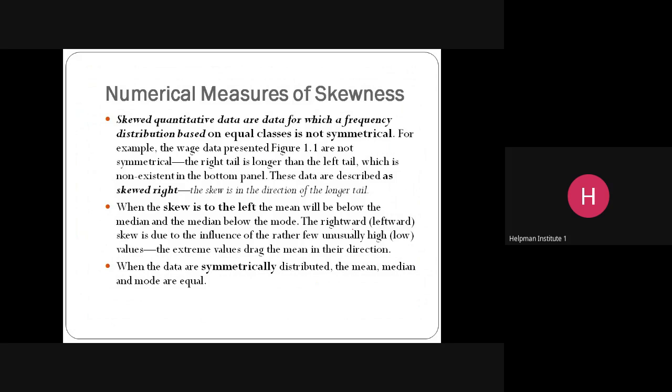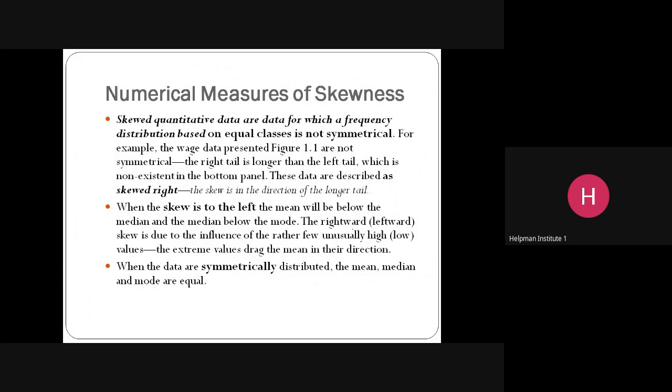So that is why it is not symmetrical. And that's why we see that the right tail is longer than the left tail, which is non-existent in the bottom panel. So these data are described as skewed right, or skewed to the right. So any data in which the direction of the longer tail is to the right, we say that this data is skewed to the right.